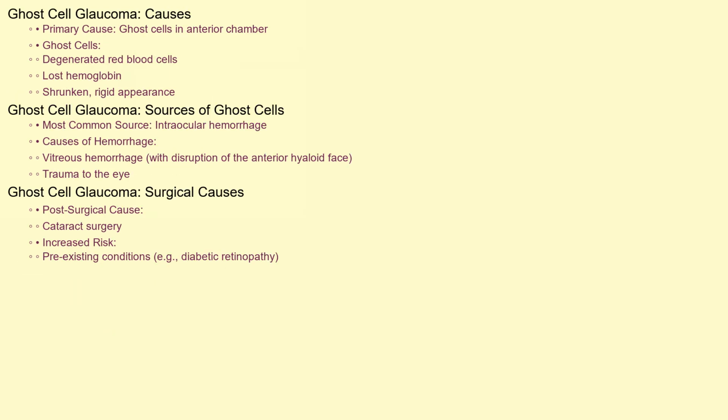The primary cause of ghost cell glaucoma is the presence of ghost cells in the anterior chamber of the eye. These ghost cells are degenerated red blood cells that have lost their hemoglobin and taken on a characteristic shrunken, rigid appearance. The most common source of these cells is intraocular hemorrhage. This hemorrhage can result from various conditions, including vitreous hemorrhage with disruption of the anterior hyaloid face, trauma to the eye, or following certain surgical procedures like cataract surgery, particularly in individuals with pre-existing conditions like diabetic retinopathy.